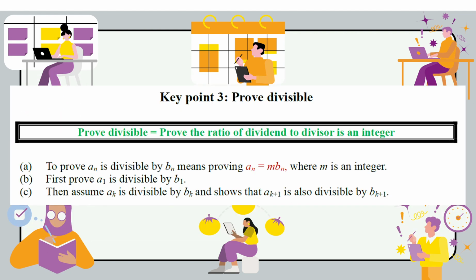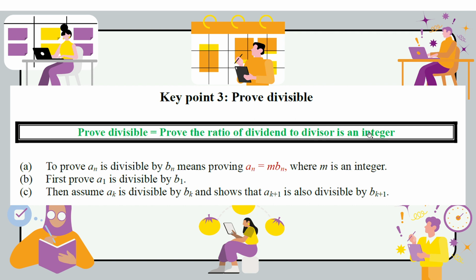Then I prove another example. The first is very popular in the past, but prove divisible. What do you mean by divisible? It means that the ratio of the dividend and the divisor is an integer. They always have a ratio, but if the ratio is an integer, then it is divisible.